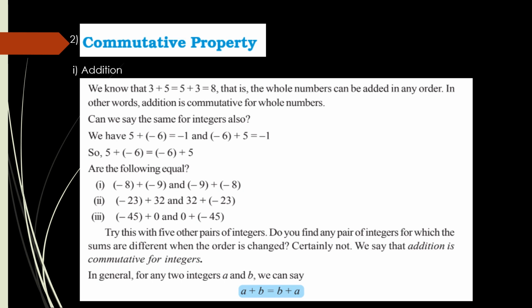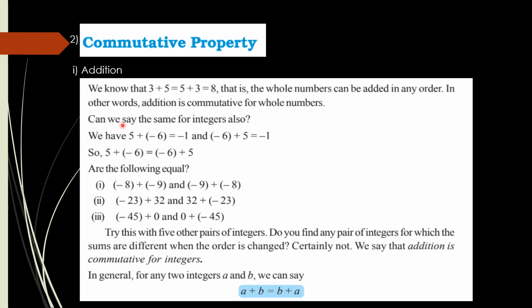Now, page number 7, second property, that is commutative property. In your textbook, addition, first one, we know that 3 plus 5 is equal to 5 plus 3 is equal to 8. What is the meaning of this? If you change the order, first 3 plus 5, now we add 5 plus 3. That means we can add in any order and the answer is the same; whole numbers can be added in any order. In other words, addition is commutative for whole numbers. Clear? So when we add whole numbers in any order, we get the same whole number.